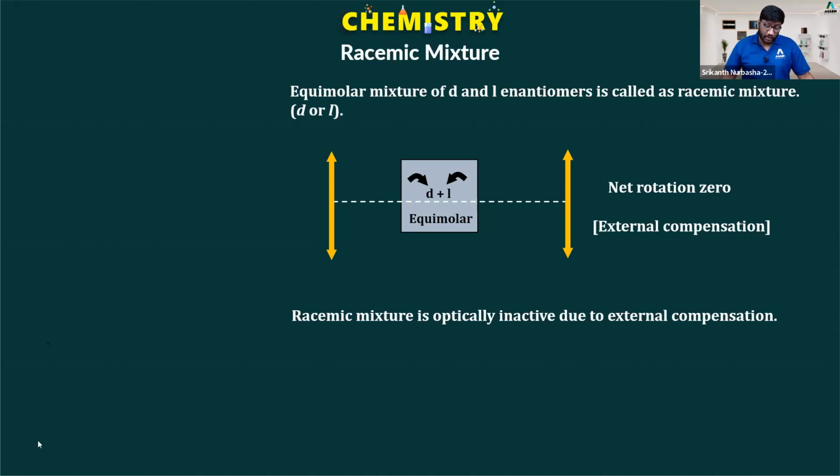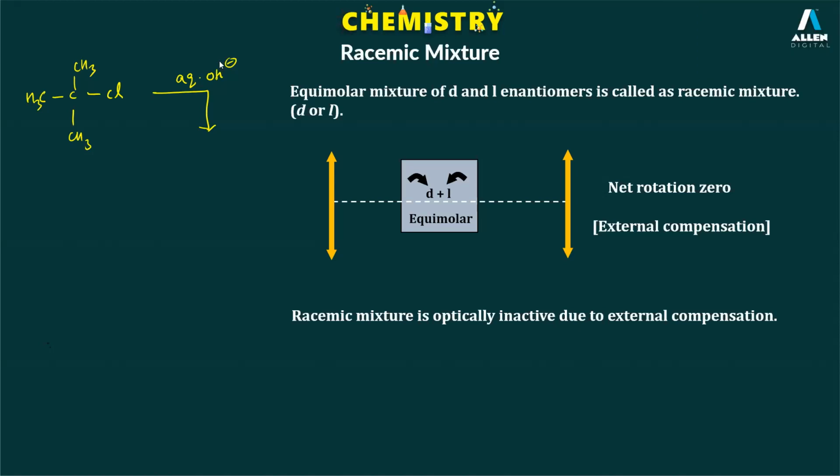Initially, look at the scenario. I'll take an alkyl halide now, so that you can understand why you are studying all this. You can have (CH3)3C-Cl, and you are treating this with aqueous OH minus. In the presence of aqueous media, OH minus acts as a nucleophile or a base? Nucleophile. In the presence of alcoholic media, OH minus acts as a base. So OH minus here acts as a nucleophile.